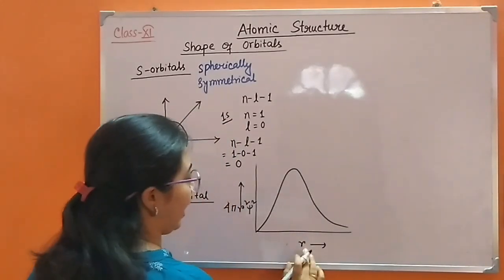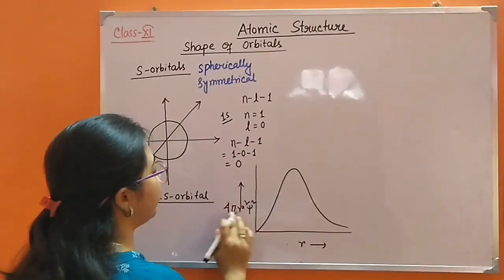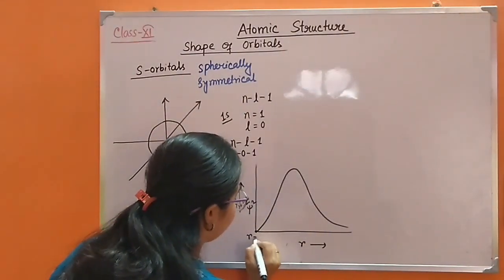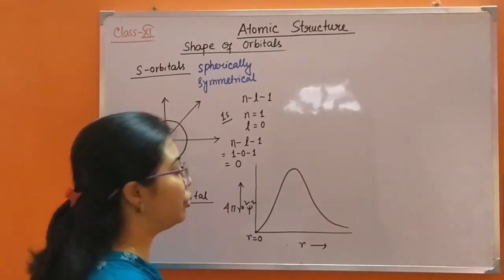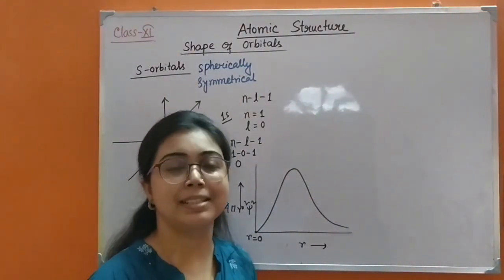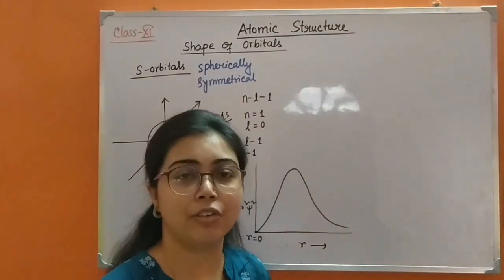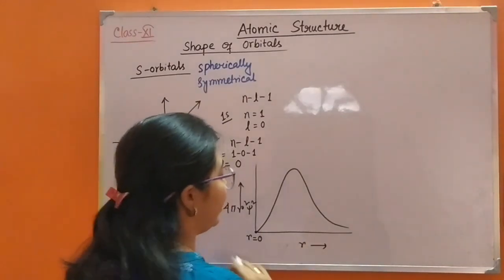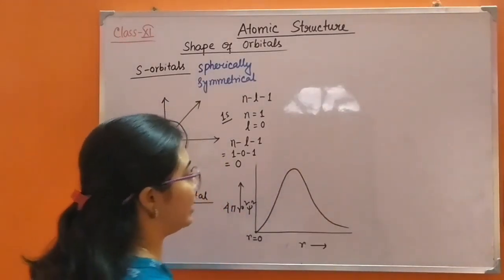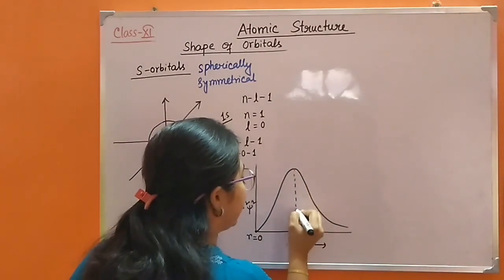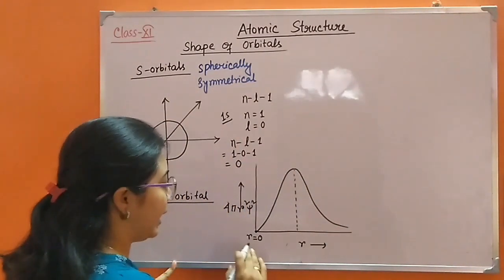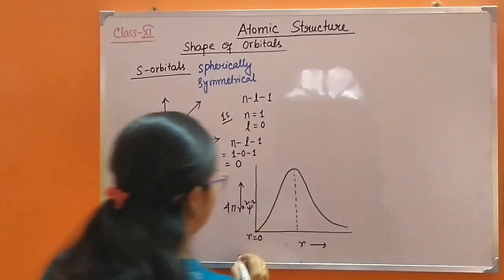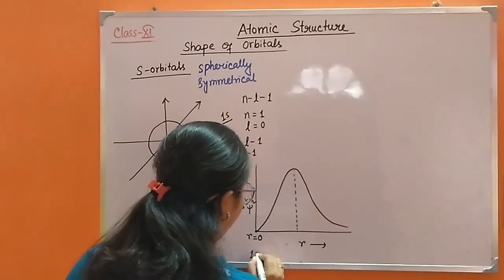The probability distribution curve of 1s orbital is this. Here, r is distance from the nucleus and 4 pi r square psi square is the distribution function. At this point, r equals 0, and the probability of finding an electron in the nucleus of the atom is zero. And when the distance from the nucleus r increases, the electron density also increases. And at this point, the electron density is maximum. And again r increases, but electron density decreases. This is the probability distribution curve of 1s orbital.